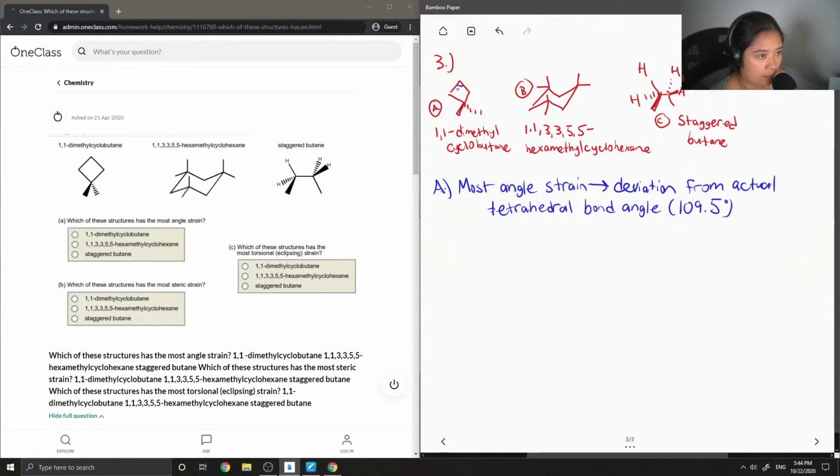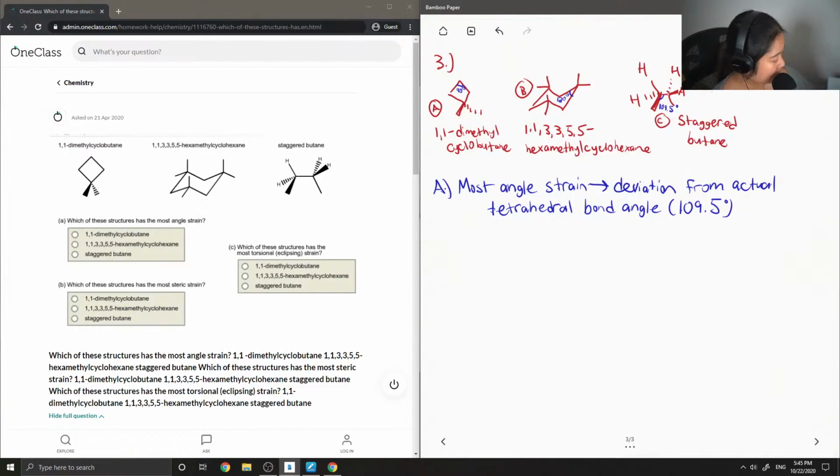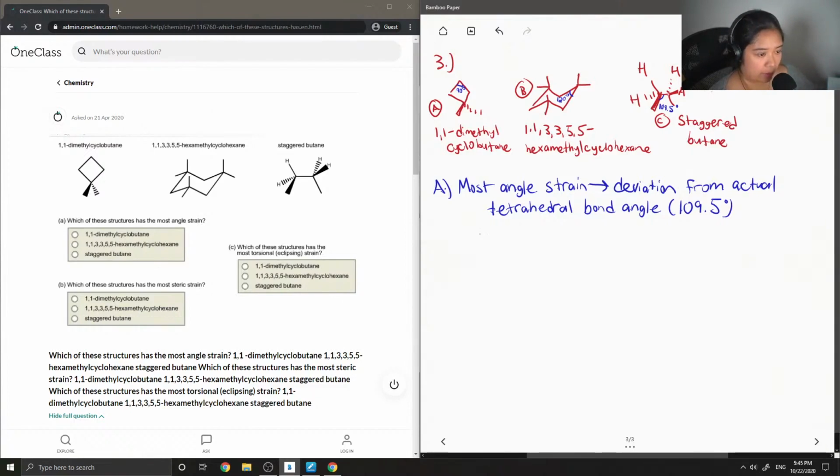So A has a 90 degree angle in there. B, this is 120. And then if we look at the angle of the staggered butane, it's 109.5 degrees. So therefore, the one with the most angle strain is structure A.